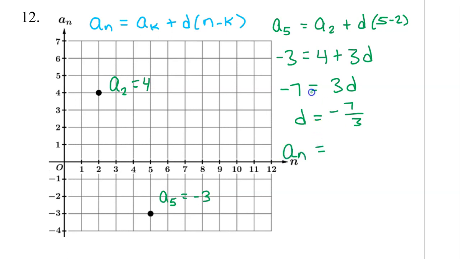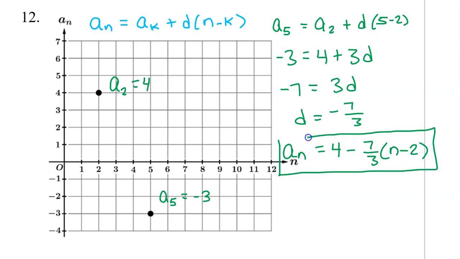So we can now write an expression for an, which will be, I'm going to use a2, so I'll put 4, but remember that k is 2. The common difference comes next, so -7/3, and then n minus k, therefore n minus 2. This is an expression for an.